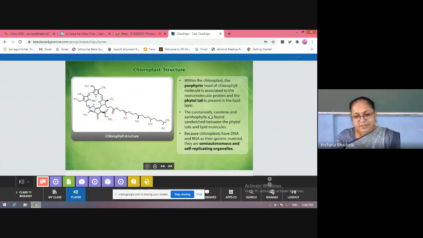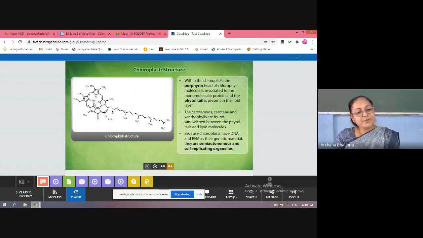Okay, so carotenoid, carotene and xanthophylls are found sandwiched between the phytol tails and lipid molecules. So this is the structure of chlorophyll molecule, children. And the head is having in the center, children, the Mg ion.